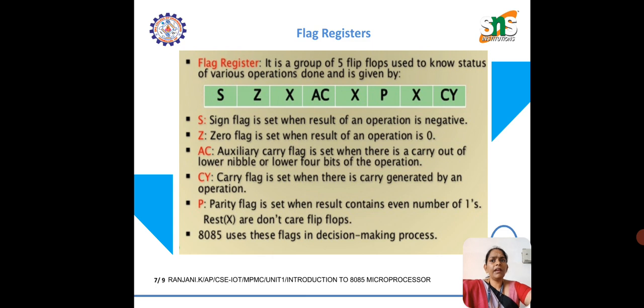Next is the flag register. Of the five flags, S represents the sign flag, which is set when the result of the operation is negative. The zero flag is set when the result of the operation is 0. AC is the auxiliary carry, which is set when there is a carry out of the lower nibble, or lower 4 bits, of the operation. CY is the carry flag, set whenever a carry is generated by the operation. The parity flag is set when the result contains an even number of ones and reset otherwise. X marks the don't care flip-flops. The 8085 uses these flag registers for decision making.